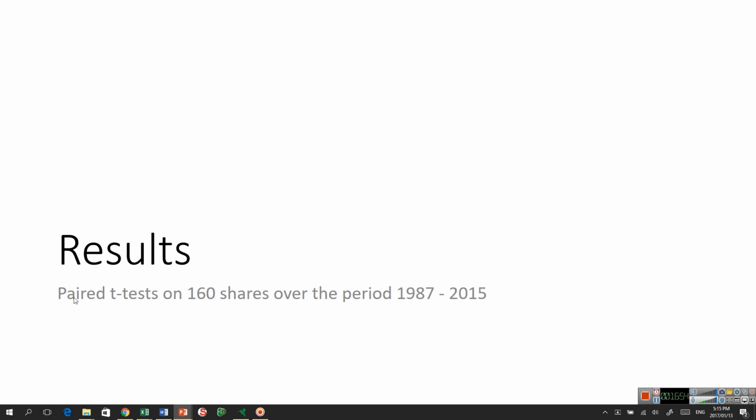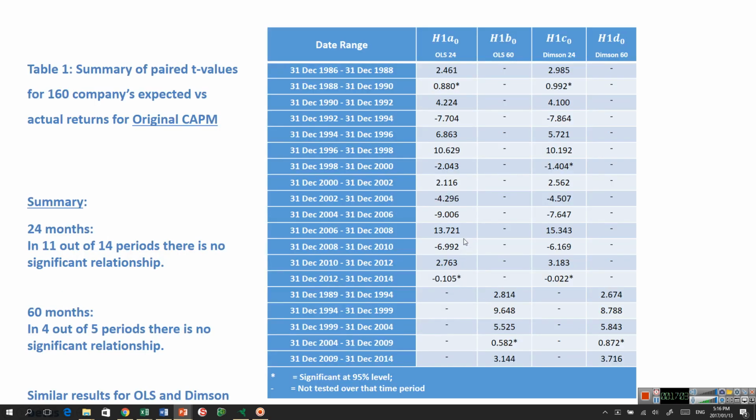So let's look at the results. These are paired t-tests on 160 shares going back from 1987 to 2015. The first table that I'm going to show you is the expected returns versus actual returns of the original CAPM with a conventional estimate of the risk-free rate. These are non-overlapping periods, and we've done it in various ways. This is using an ordinary least squares estimate of beta over 24 months. This is looking at it with a 60-month ordinary least squares beta. Those results are down here.